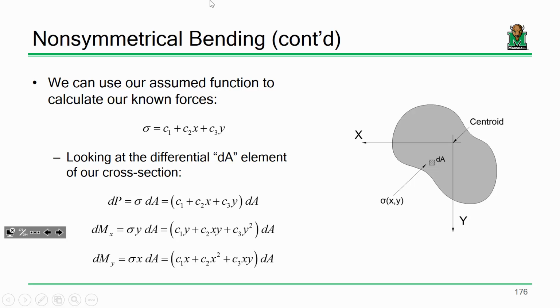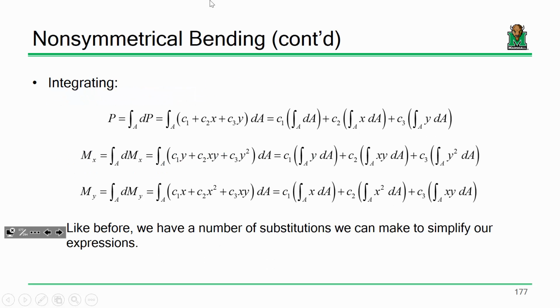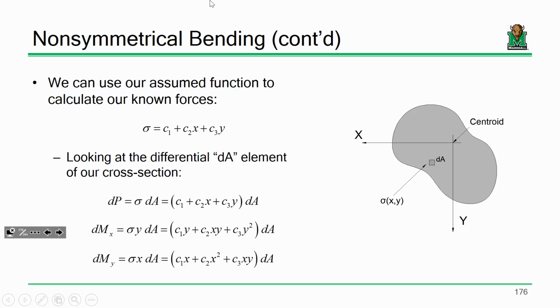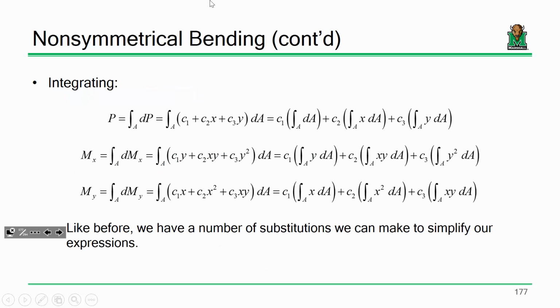Now, all of those that you see right there are expressions of differential forces and differential moments, just the force on that little bitty dA element. I've got to integrate, right? If I want the force on the whole thing, I've got to integrate that entire thing. So for instance, let's look at the top one. To get the force on the whole section, I integrate my dP, which is C1 plus C2x plus C3y, and then go back to fundamental calculus. If I've got constants, I can pull them out, and if I'm integrating a sum, it's the sum of the integrals. So I can just split it up into a bunch of integrals. Sound good?